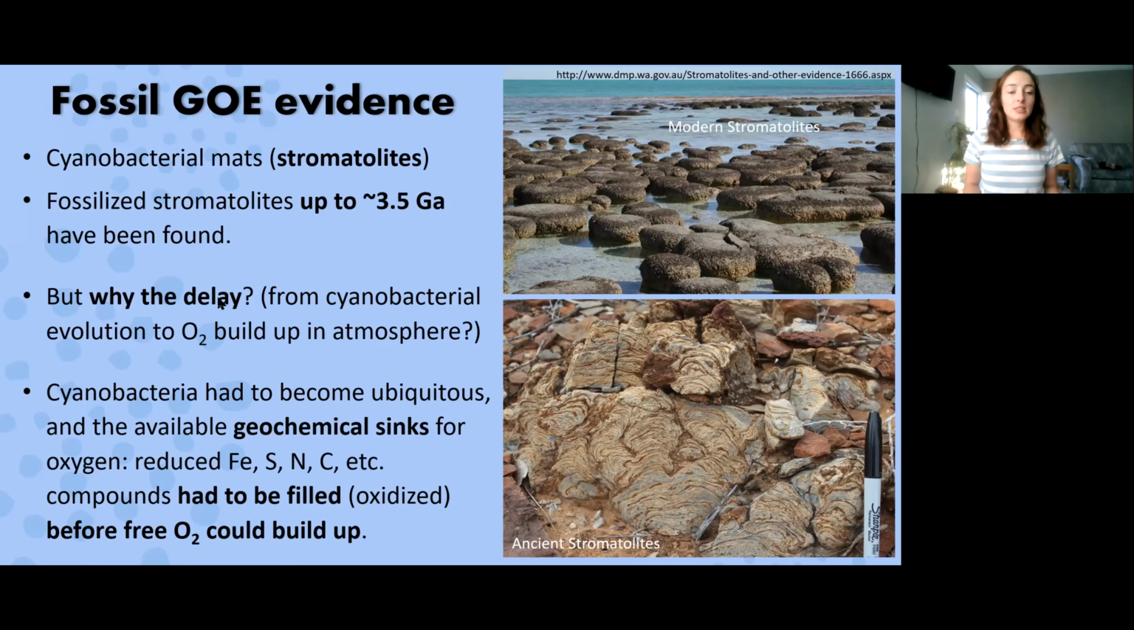And what I mean by this is reduced elements such as iron, sulfur, nitrogen, carbon, etc. I'm probably missing a lot, but basically these kinds of elements were in the environment as reduced forms, meaning they had electrons to give away, and oxygen really wants those electrons. So it's going to react with all of those elements before it starts accumulating as free oxygen, O2, in the atmosphere and Earth as a whole. And so it had to fill these geochemical sinks before it could accumulate.